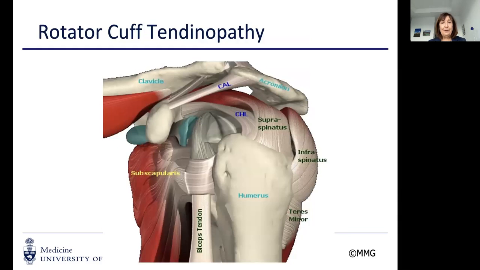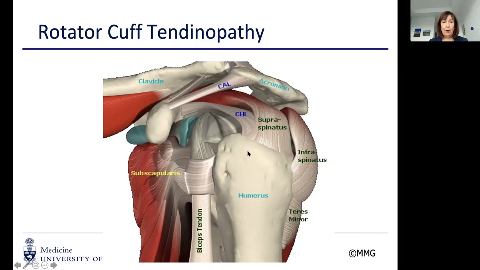So moving on, the next area to talk about with the shoulder would be the rotator cuff tendinopathies or rotator cuff tendinitis. And you can see again that we're still looking at the same thing. You can still see the collarbone here. This is where the collarbone meets up with the rest of the shoulder complex.